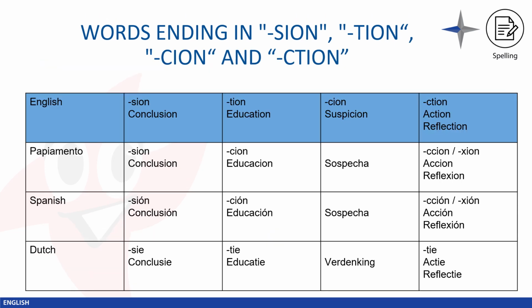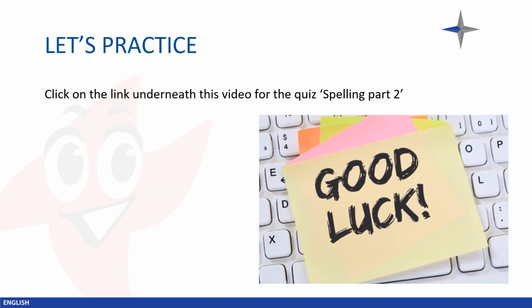Now we have added the ending suffix CTION, so action, reflection in English. Look at the differences and similarities between languages. Alrighty, let's practice. Click on the link underneath this video for the quiz spelling part 2. Good luck!